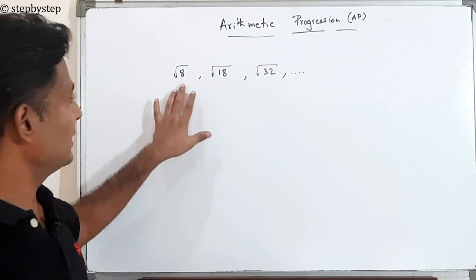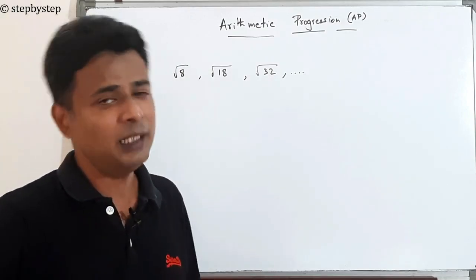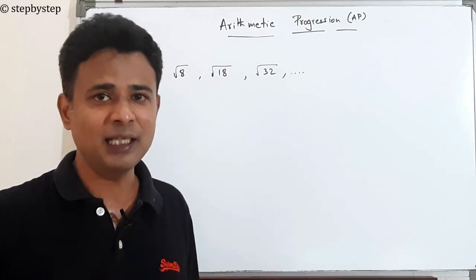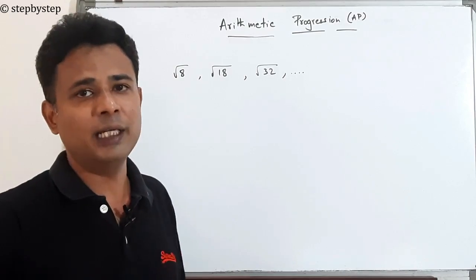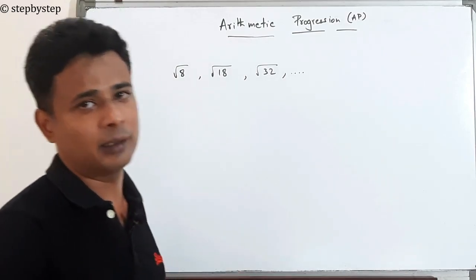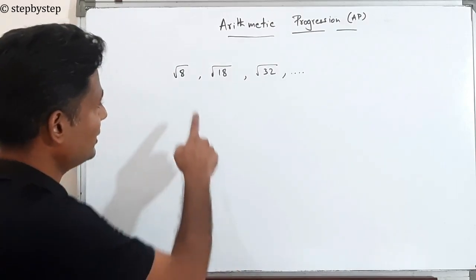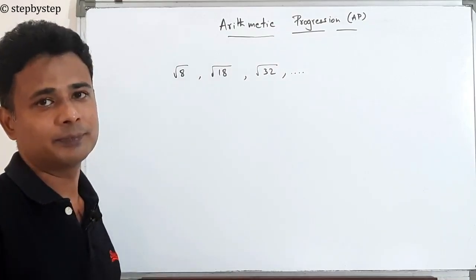Let's say the problem is this. This is an AP. They are telling you it's an AP, which means you don't have to bother checking whether it's an AP or not. The moment they tell you something is an AP, you don't have to actually check whether it's increasing or decreasing by the same amount. Now the question is, what will be the next term of this AP?